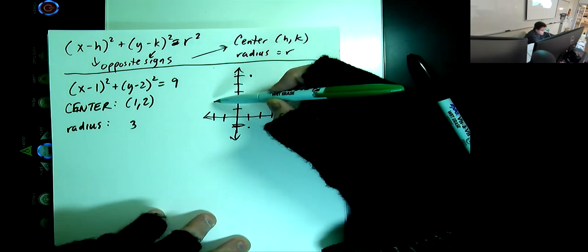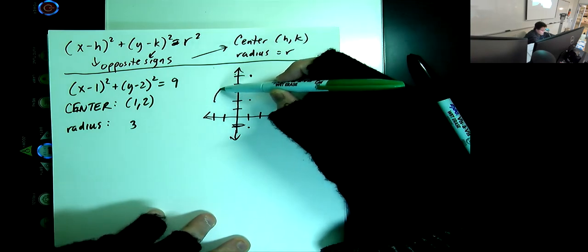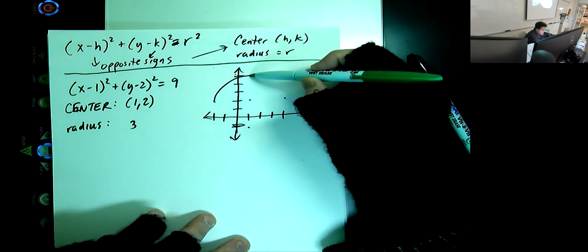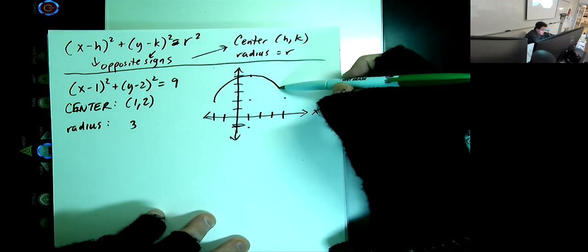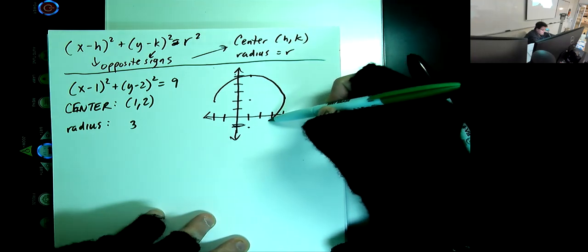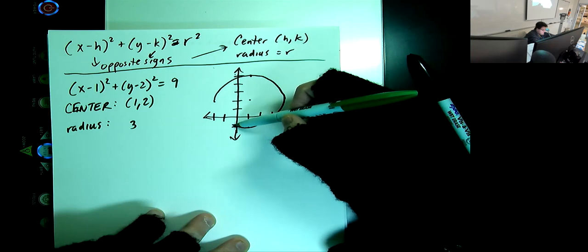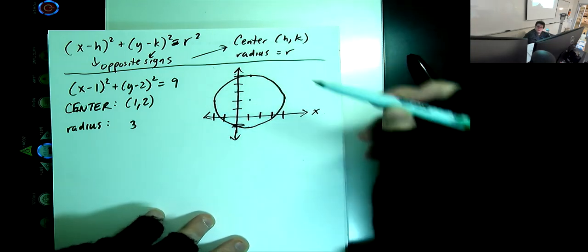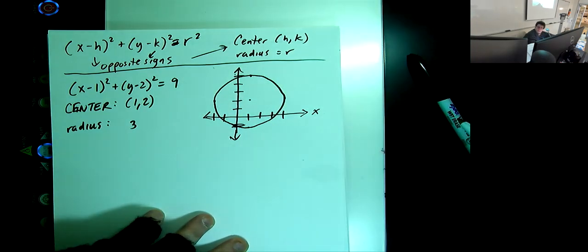And then drawing a circle is just a matter of practice, trying to make it so it doesn't look like an egg. It's not the best, but it's not too bad.